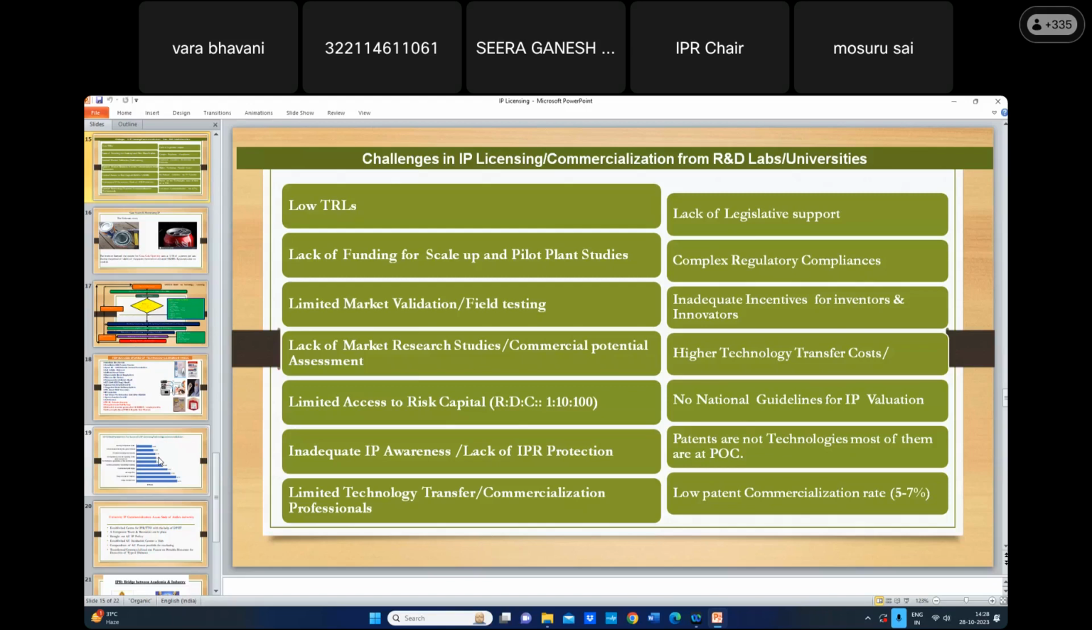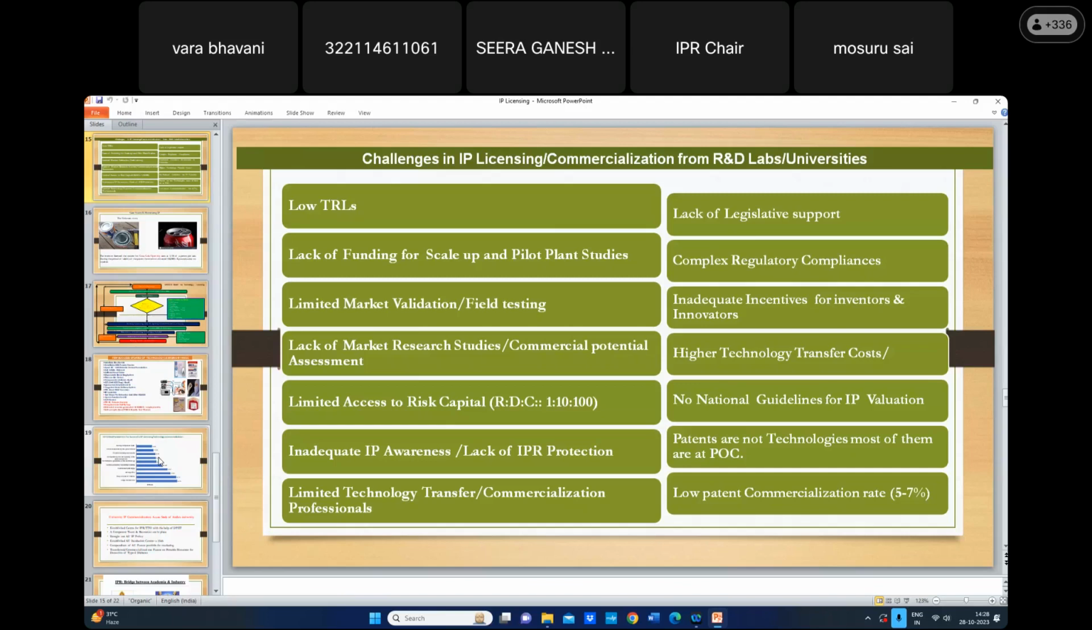That means proof of concept. They are at the proof of concept, so they are not developed in the form of prototypes, validated at a commercial scale. If you license those kinds of IPs, generally the failure rate will be higher. That is one reason why patent commercialization across the globe is very low, less than 10%, because the development stage is very low. It should have been at TRL 6 and above, but most of them are below TRL 6. That is one of the reasons.